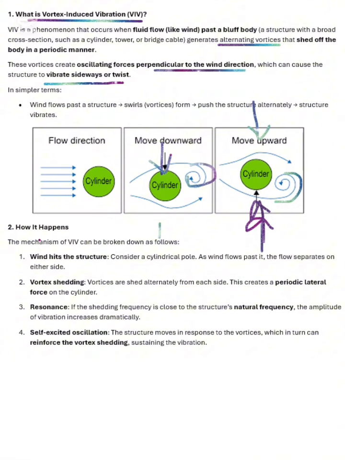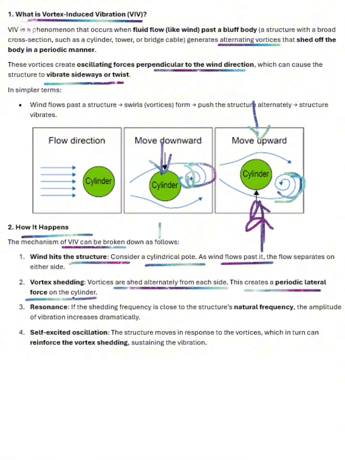or twist. So how does it happen, the mechanism of VIV? Wind hits the structure. Consider a cylinder pole. As the wind flows past, the flow separates on either side. You can see the wind flow is separating on either side. So vortex shedding: vortices are shed alternately from each side, this side and this side. This creates a periodic lateral force. You can see this is a periodic lateral force.